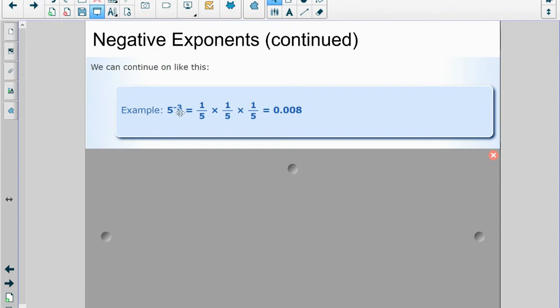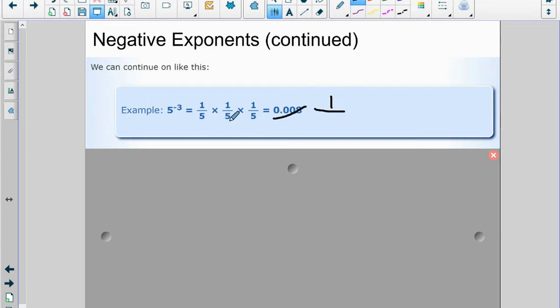Let's look at some more, though, because that can be kind of tricky. If we have 5 to the negative third power, we can think of that as dividing by 5 or multiplying by the reciprocal, 1/5, 3 times, because my exponent has a 3 in it. It's like 1/5 times 1/5 times 1/5, which it says the decimal form. I prefer to write this as a fraction.